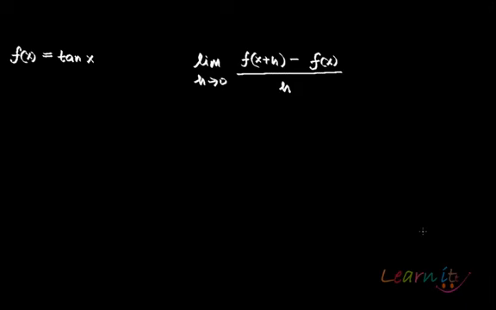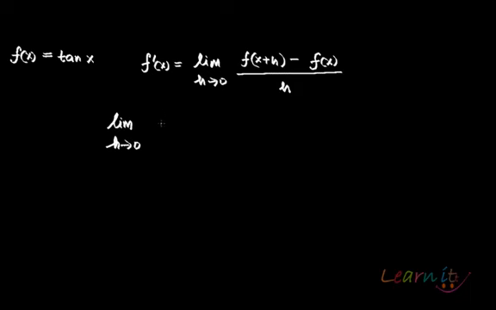Now we'll try to find out the derivative of tan x and cot x using first principles. So f(x) is equal to tan x. You need to find out f dash x, which is given by the limit of h tends to 0, f of x plus h minus f(x) by h.